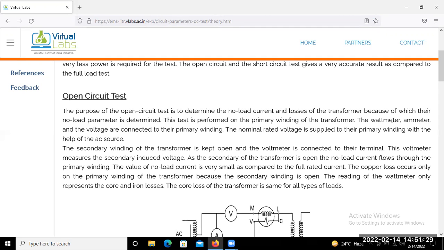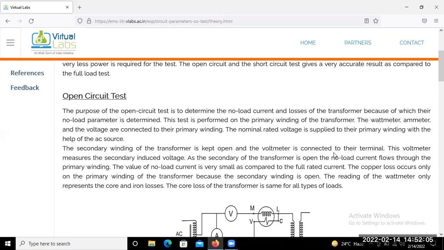So this voltmeter measures the voltage across the high voltage side. Okay, so we are able to get the voltage regulation. As the secondary of the transformer is open, the no load current flows through the primary winding. Since the LV side, HV side has no load connected, no current will flow through the secondary coil, or we may say the HV side.